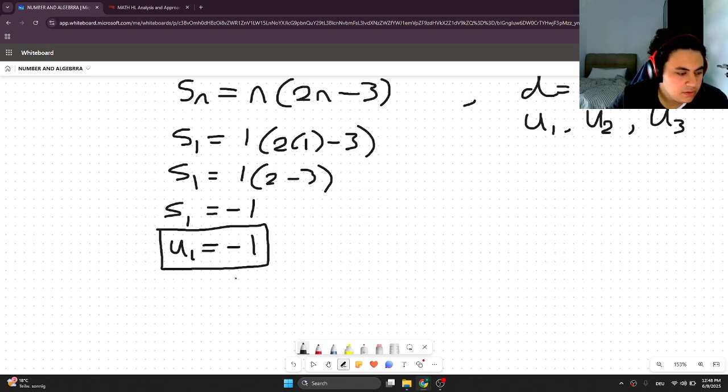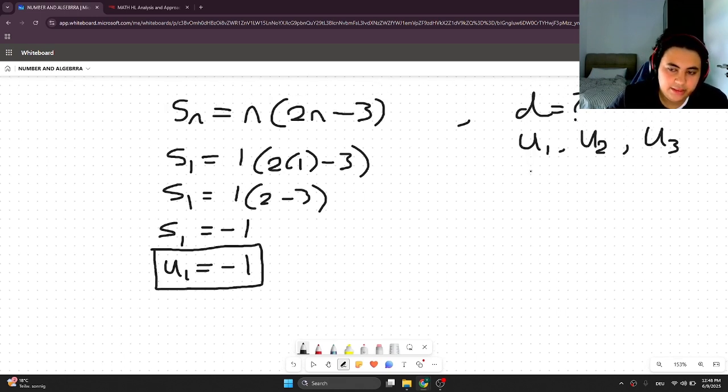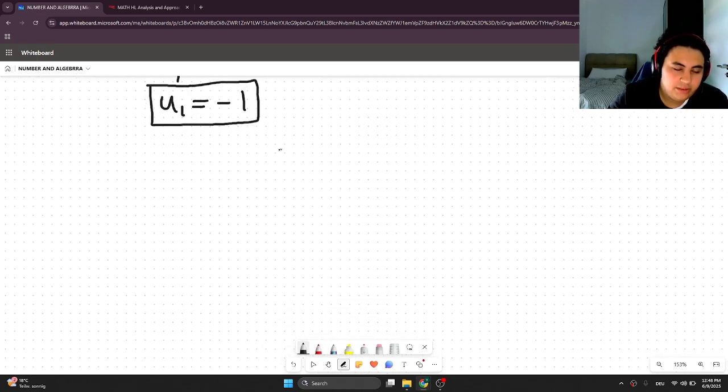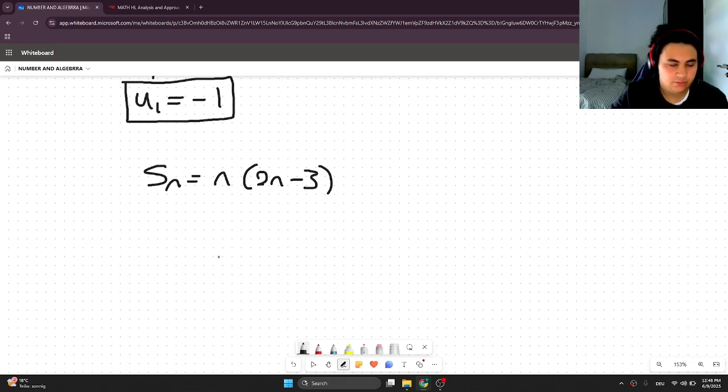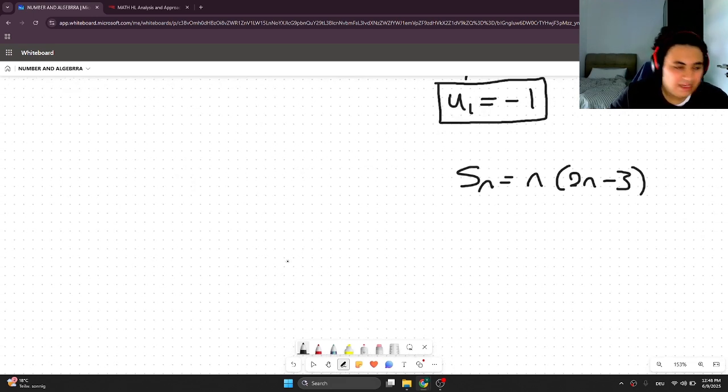Good. So now let's go and find the common difference. How are we going to find that? Well, we know u1 is equal to negative 1, and this is the equation that they give us: Sn is equal to n times 2n minus 3. So by definition of an arithmetic series, you have Sn is equal to u1 plus u1 plus d.